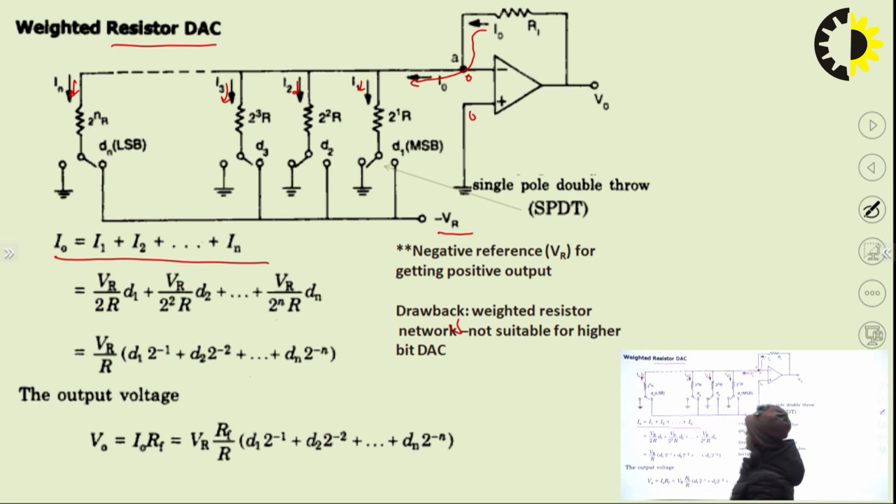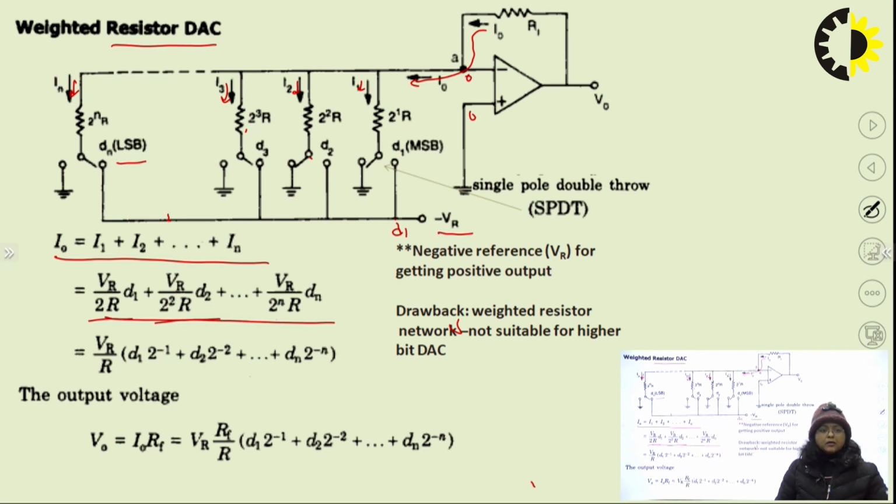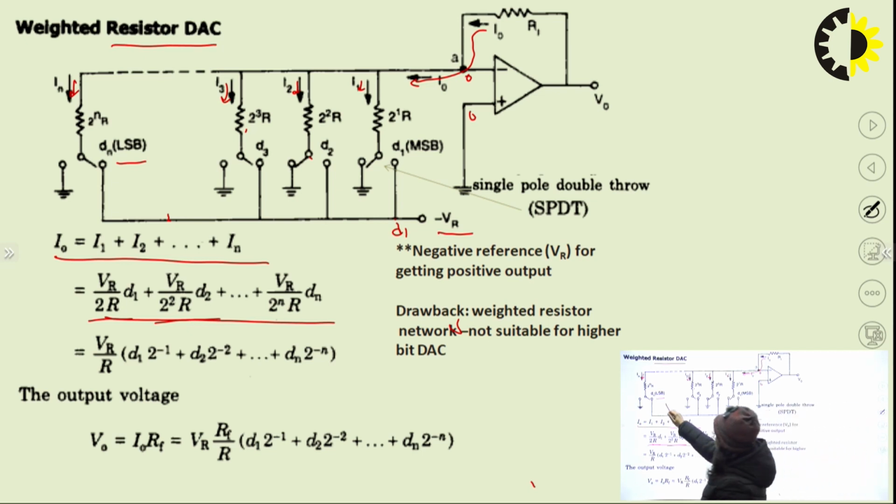So, the KCL at point A will come out to be I0 equal to I1 plus I2 plus up to IN, where I1 is written as 0 minus of minus VR, that is plus VR upon 2 to the power 1 R multiplied by digital input D1. Similarly, I2 is written as VR upon 2 to the power 2R into D2. Then I3 is written as VR upon 2 to the power 3R into D3. And similarly, IN is written as VR upon 2 to the power NR into digital input DN, with DN as LSB and D1 as MSB.